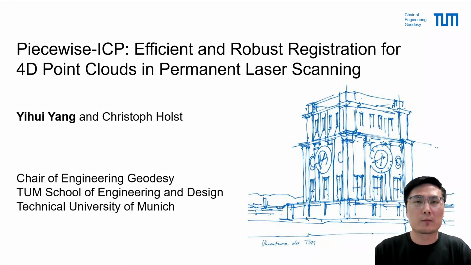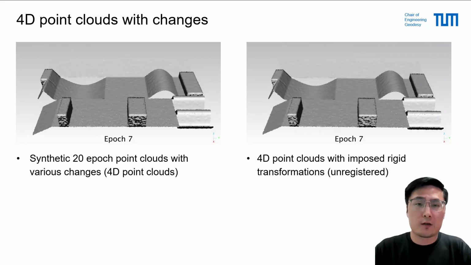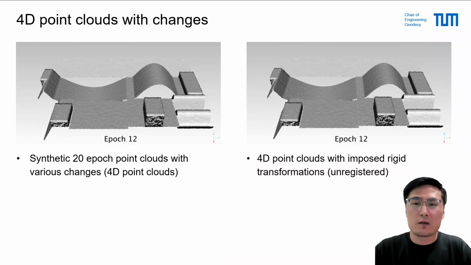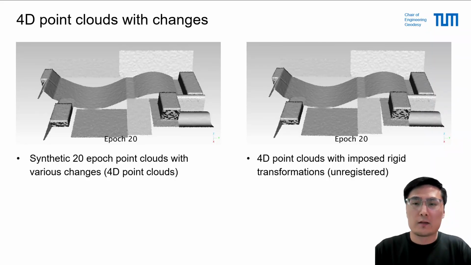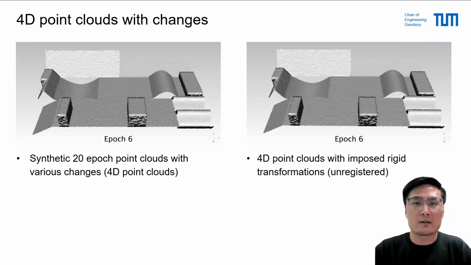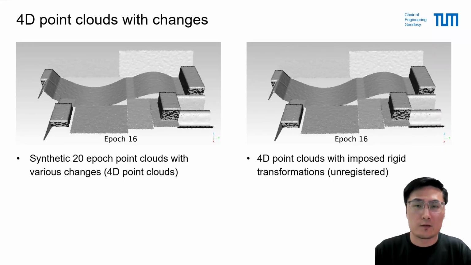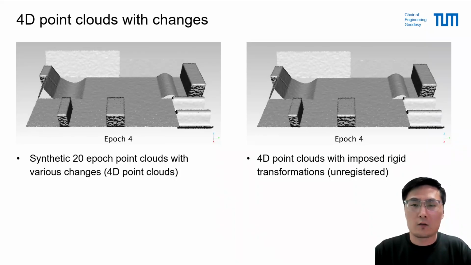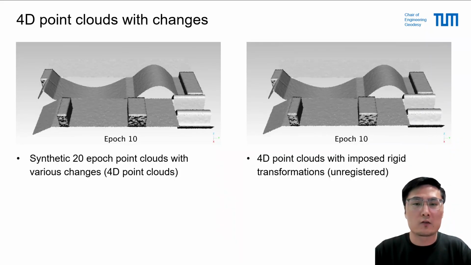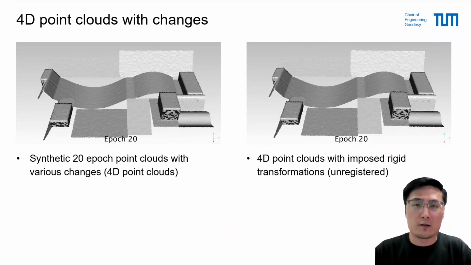In this video, I'm going to present our recent work on 4D point cloud registration. We are living in a world full of changes, and the geometric changes around us can be captured by modern measurement technologies like laser scanning. These surface changes can be further detected and quantified by comparing this generated point cloud time series, which we call 4D point clouds. These 4D point clouds must be unified into a coordinate system before change detection or deformation analysis.